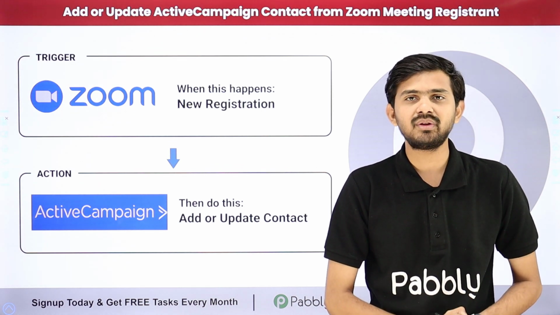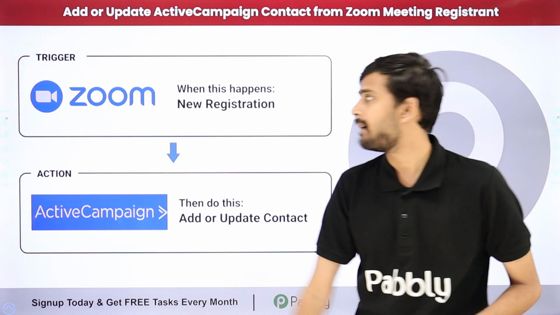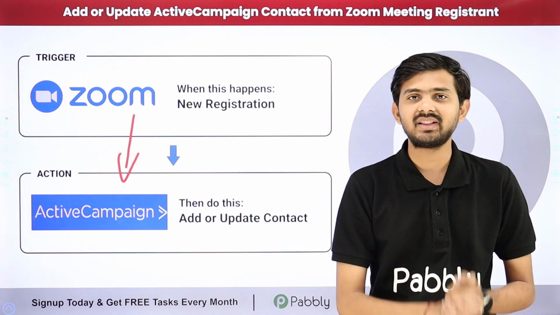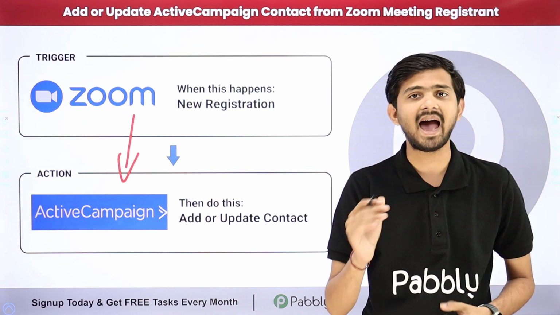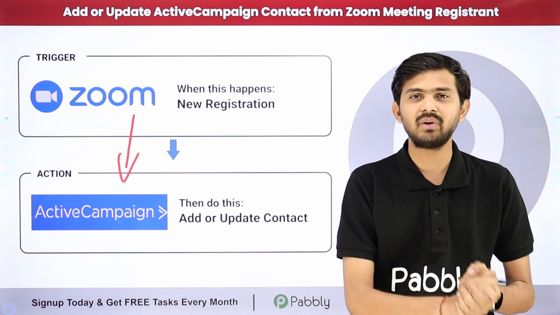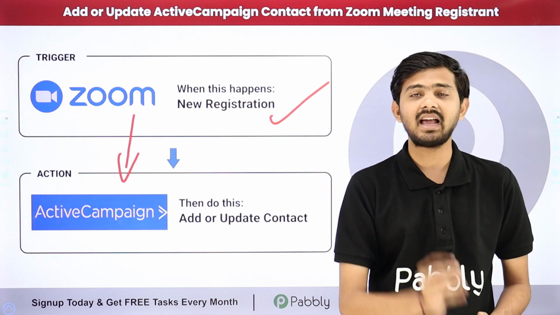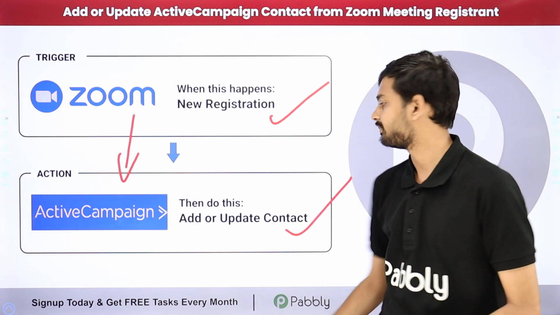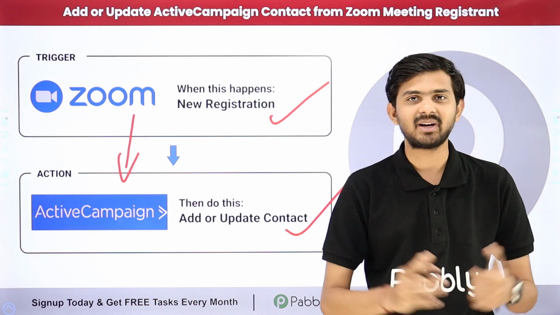So here I want to do this automatically, and for that I need to use a connection between Zoom and ActiveCampaign. So I need to build this connection with the help of Pabbly Connect, and Pabbly Connect is an amazing software for automation and integration. Now with Pabbly Connect, whenever I receive a new registration for my Zoom meeting, then automatically I will create or add a new contact in my ActiveCampaign account. So how am I going to build this connection? For that, let me take you to my computer screen.